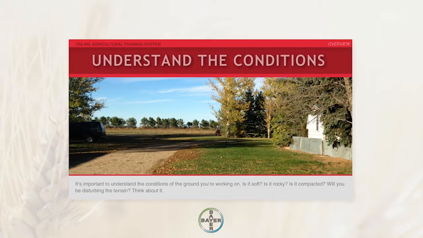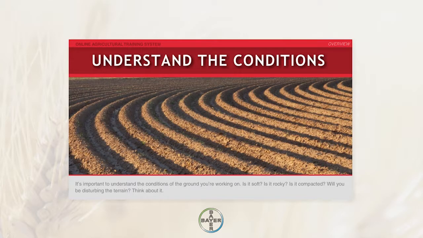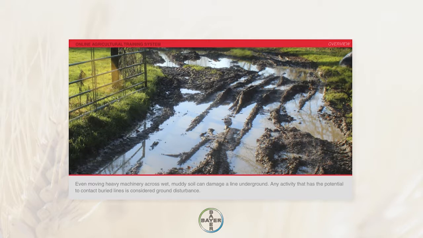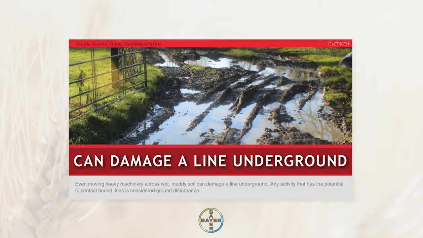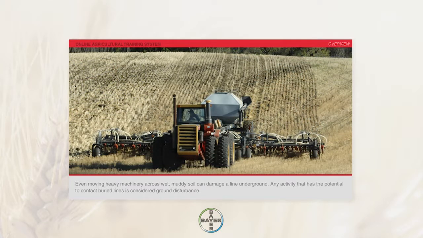It's important to understand the conditions of the ground you're working on. Is it soft? Is it rocky? Is it compacted? Will you be disturbing the terrain? Think about it. Even moving heavy machinery across wet, muddy soil can damage a line underground. Any activity that has the potential to contact buried lines is considered ground disturbance.